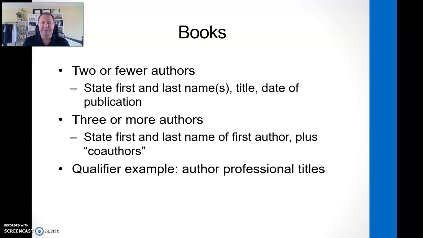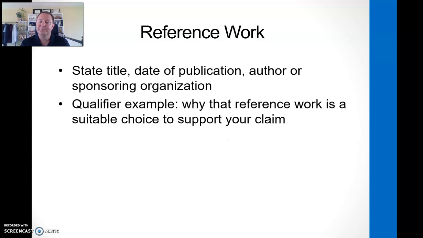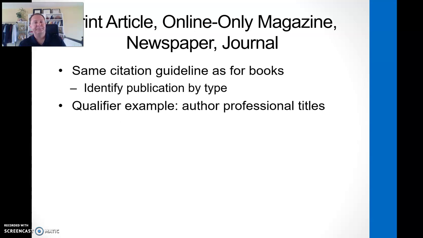Okay, so if you're going to cite a book, if you have 2 or fewer authors, then you'll take this approach. If you have 3 or more authors, then you'll take this approach. For a reference work, you'll state the title, the date of the publication, the author, or the sponsoring organization. For a print article, online-only magazine, newspaper, or journal, you would take the same approach as you did with books.